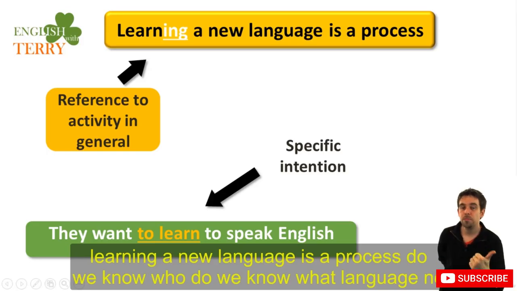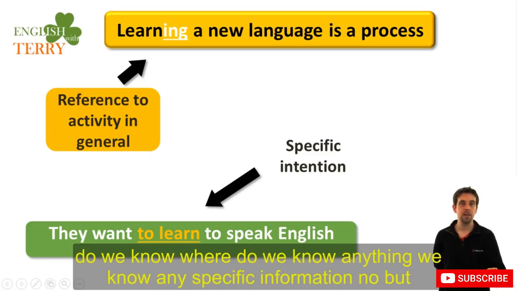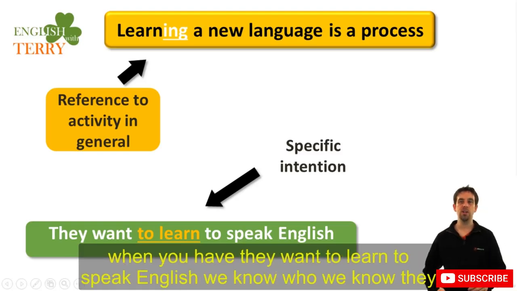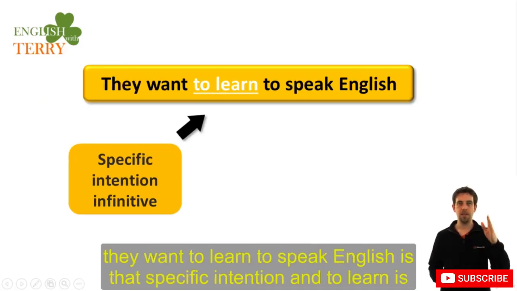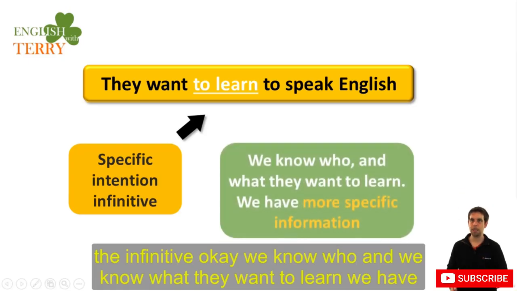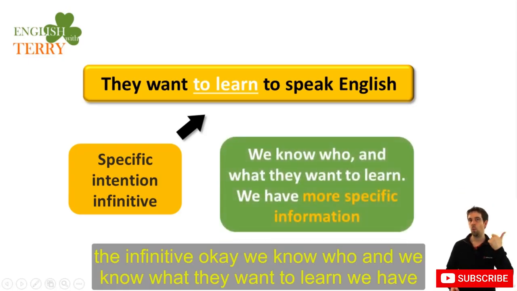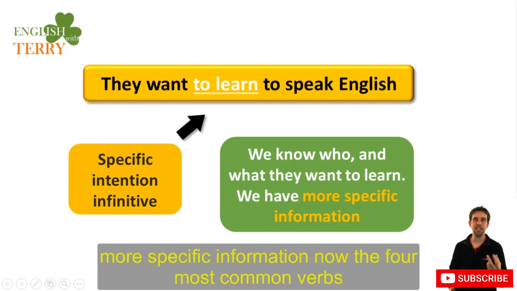But if we compare, for example, learning a new language is a process. Do we know who? Do we know what language? No. Do we know where? Do we know anything? Do we know any specific information? No. But when you have they want to learn to speak English, we know who. We know they want. We know what language, right? Now we have much more specific information. They want to learn to speak English is that specific intention, and to learn is the infinitive, okay? We know who and we know what they want to learn. We have more specific information.